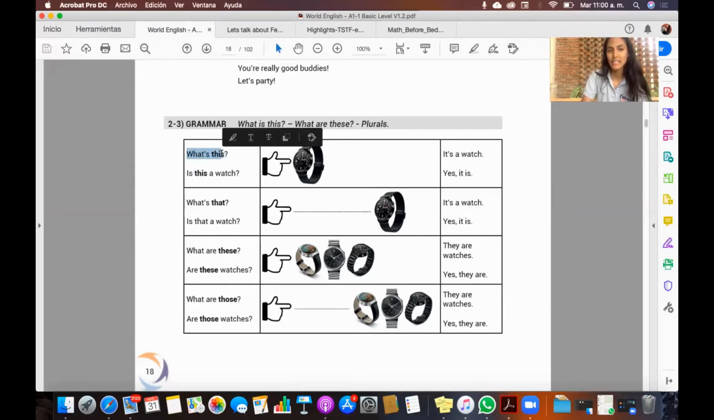Is this a watch? Yes, it is. So, what's this? This is a jar. Is this a jar? Yes, it is.